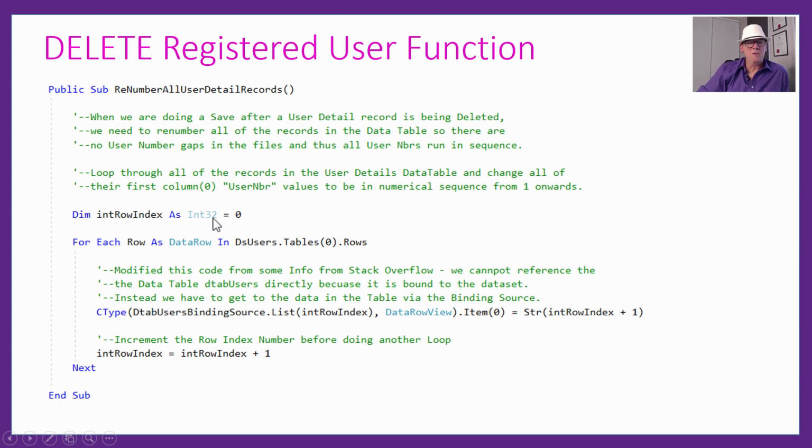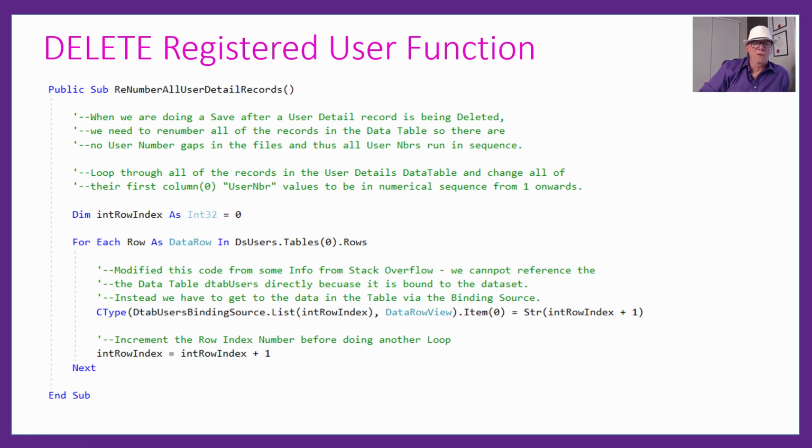So here we're just dimensioning it as int32 type, that's 0 at the moment. And we're just going to go through each row in that DS users. Well, we've only got one table, which is table number 0. So it's going to go into our data table and it's going to go through all of the rows in the data table.